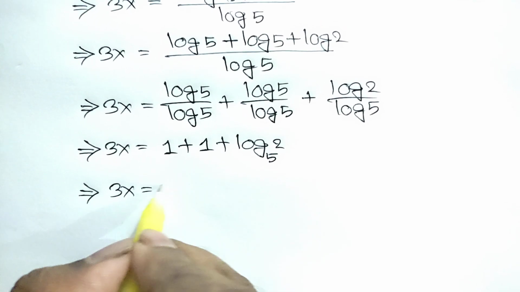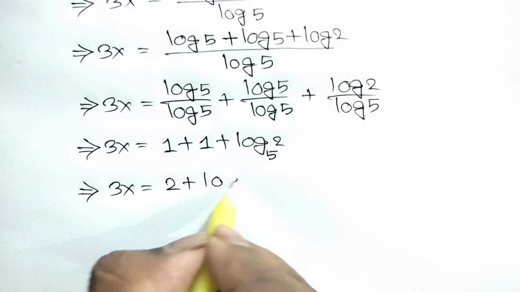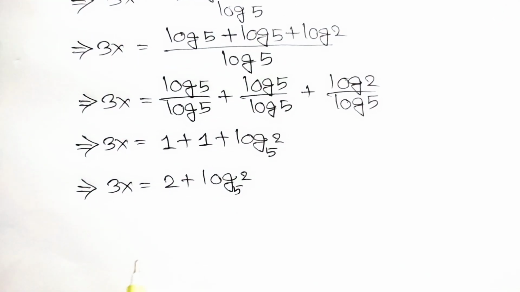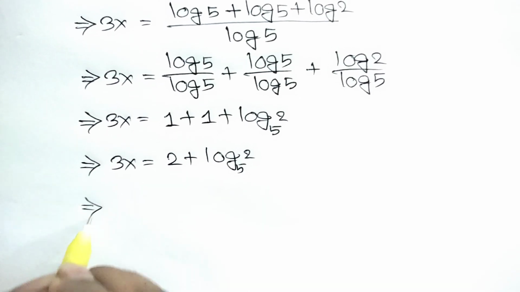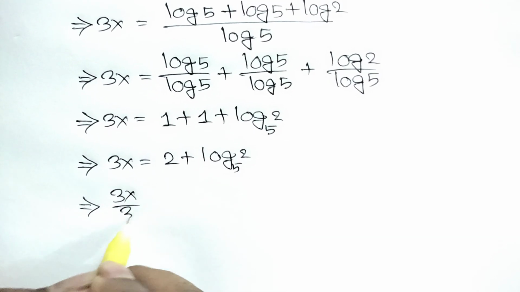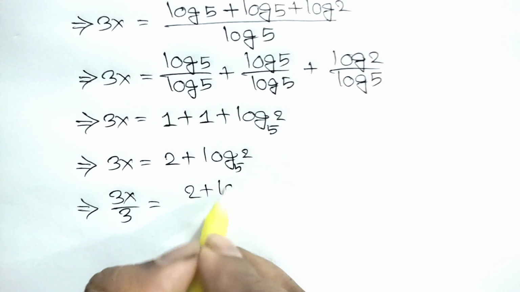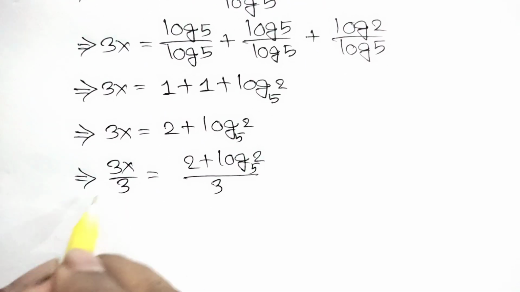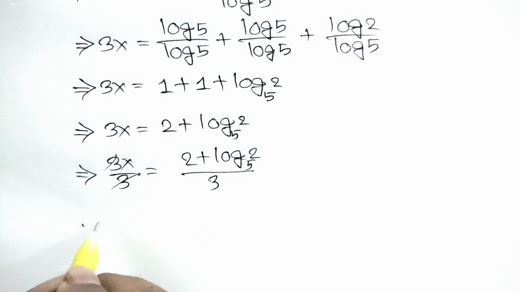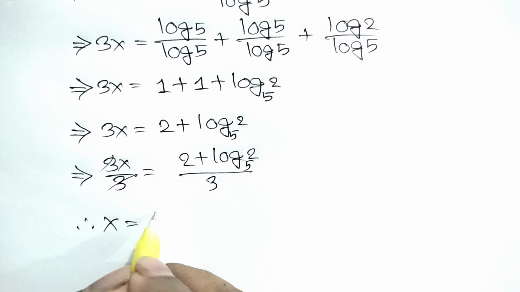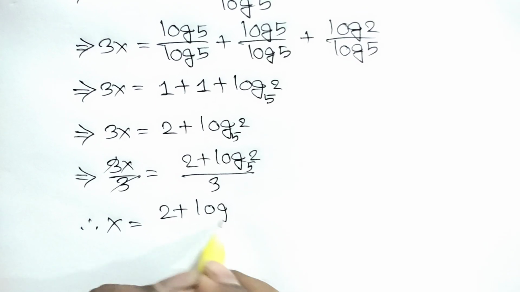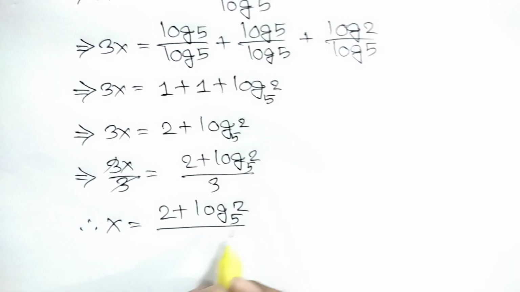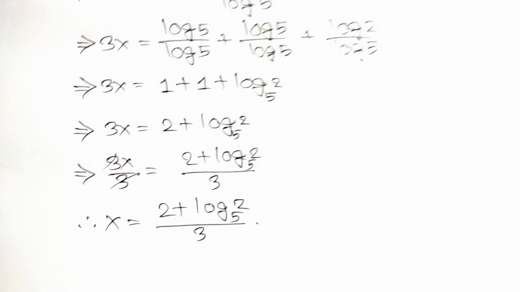So 3x is equal to 1 plus 1 is 2 plus log of 2 base 5. Now divide both sides by 3, we can write here 3x over 3 is equal to 2 plus log of 2 base 5 over 3. This 3 cancels out this 3, so finally we will get the value of x is equal to 2 plus log of 2 base 5, all over 3, and it is our final answer.